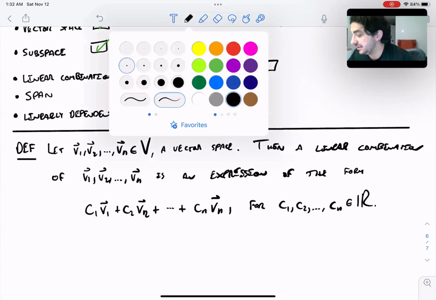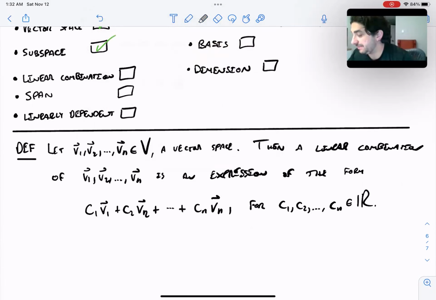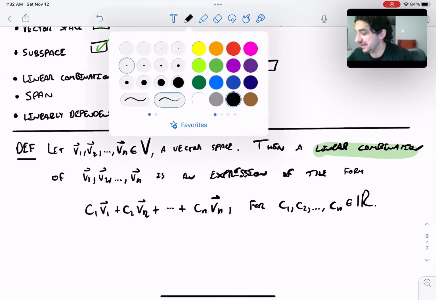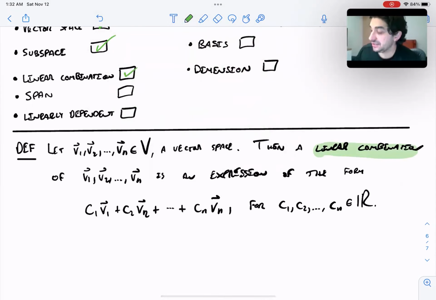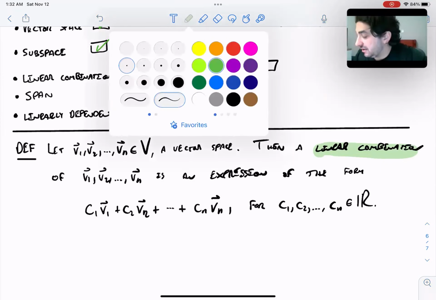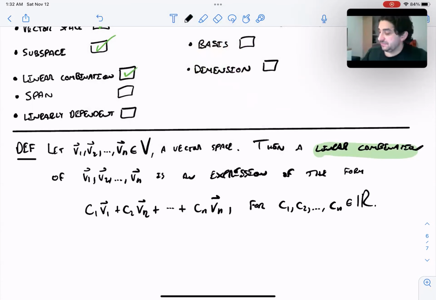So that's what a linear combination is. It's just the kind of expressions that you can have in a vector space. You take your vectors, you can multiply by real numbers, you can add them together. That's what there is in a vector space.